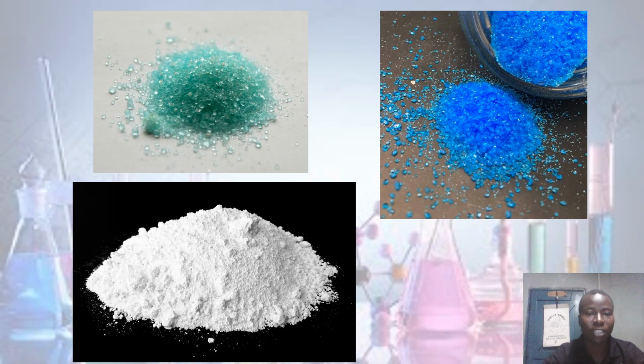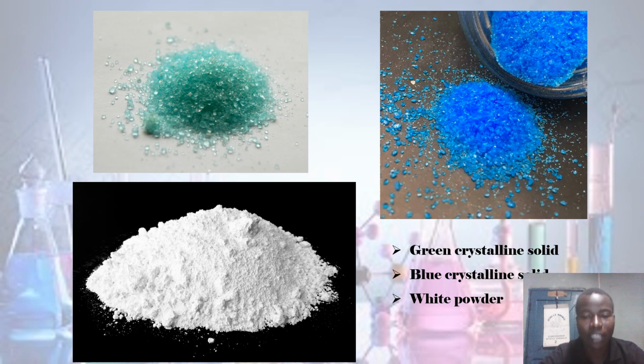For the first one, I'm expecting the learner to tell me that they have seen a green crystalline solid. The second one, a blue crystalline solid, and this third one is a powder and it is white in color. If you want to determine whether a substance is a powder or a crystal, you need to feel the texture. That texture tells you whether it is a powder or a crystal.